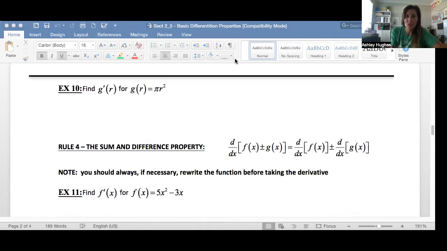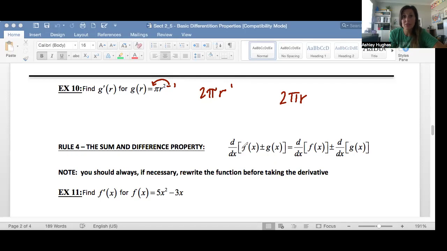The pi, don't let pi scare you. Pi is just a number. It's 3.14 with lots of other numbers that keep going on. So 2 pi r, that's it. Because if I subtract 1 from 2, I just get 1. And I don't have to write 2 pi r to the first. You just write 2 pi r.